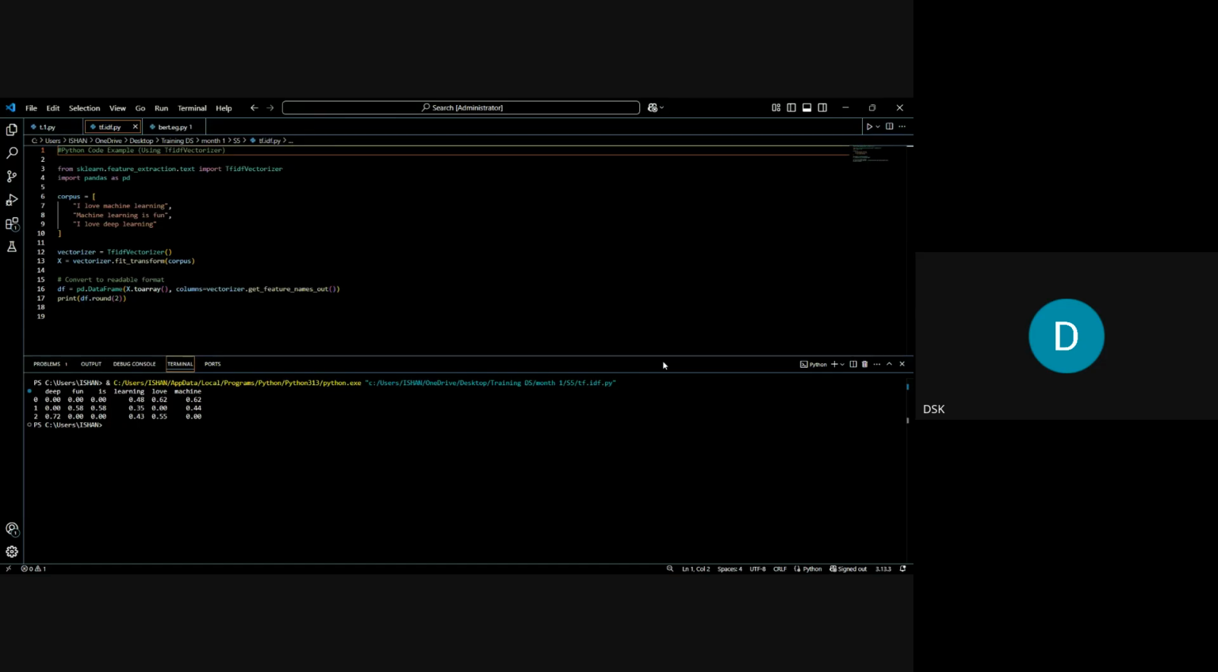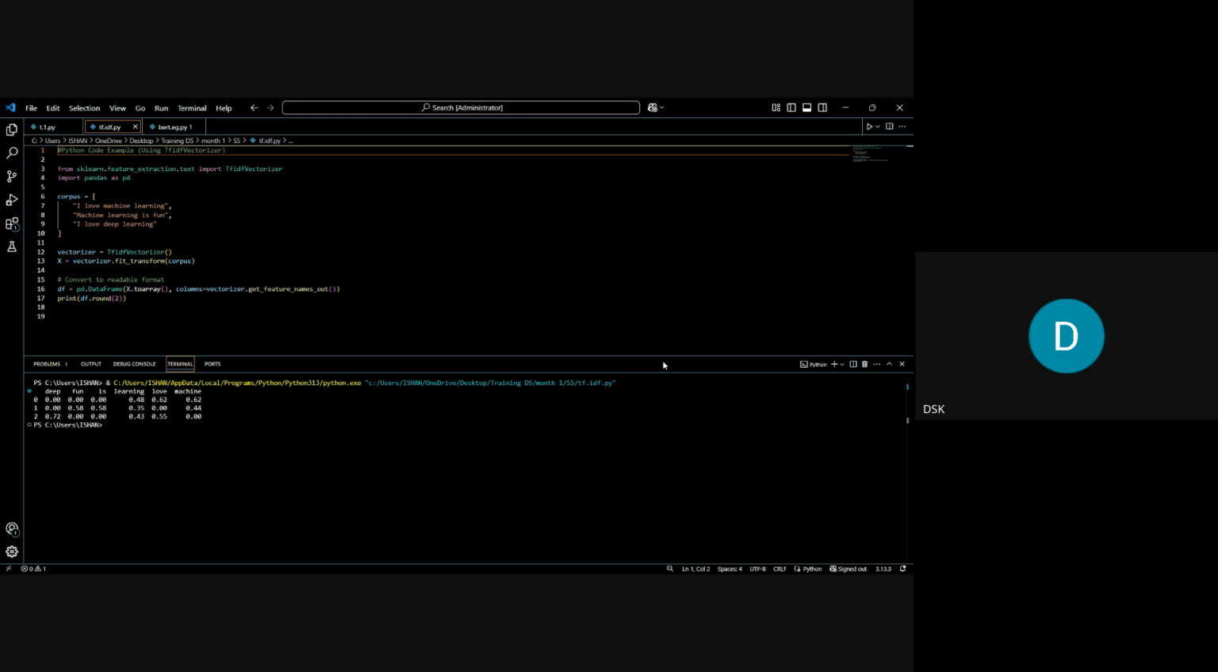So basically in this we are using TF, that is term frequency. That means how often the word appears in a document, and using inverse document frequency, how rare the word is across all documents. So a word is important if it is frequent in one document, and it is less important if it is frequent in many documents.